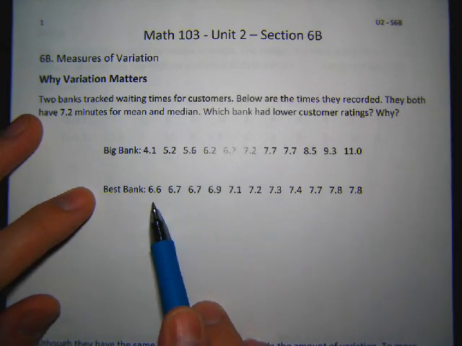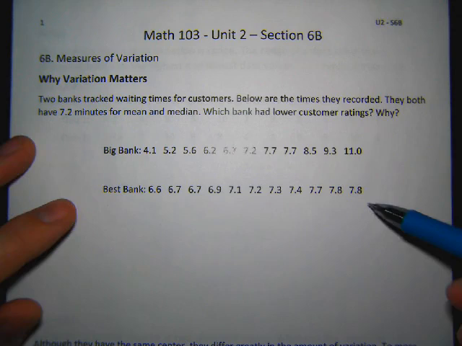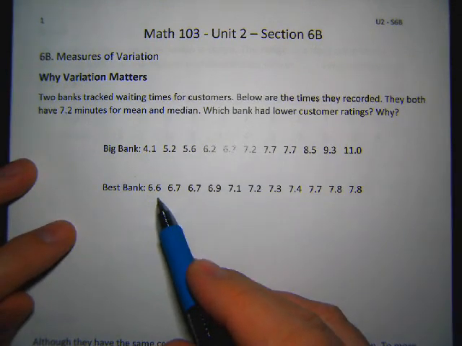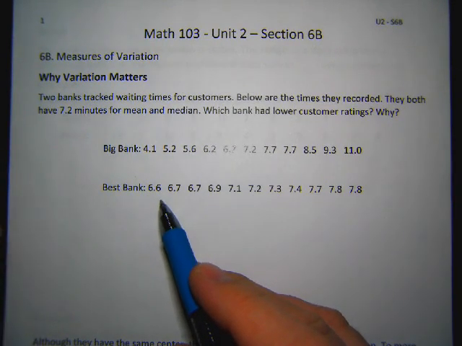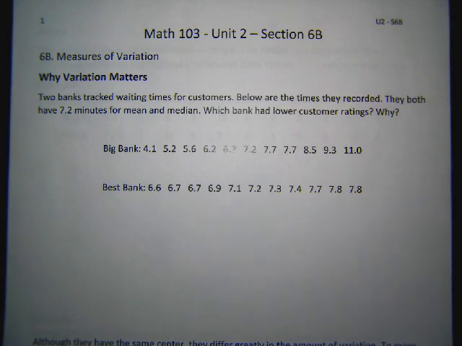There's quite a difference. Versus Best Bank, everybody comes in and gets pretty close to 7.2 minutes. The smallest is 6.6, the biggest 7.8. That's only half a minute more, and this is just about a minute less. So they're all pretty close at the same time.